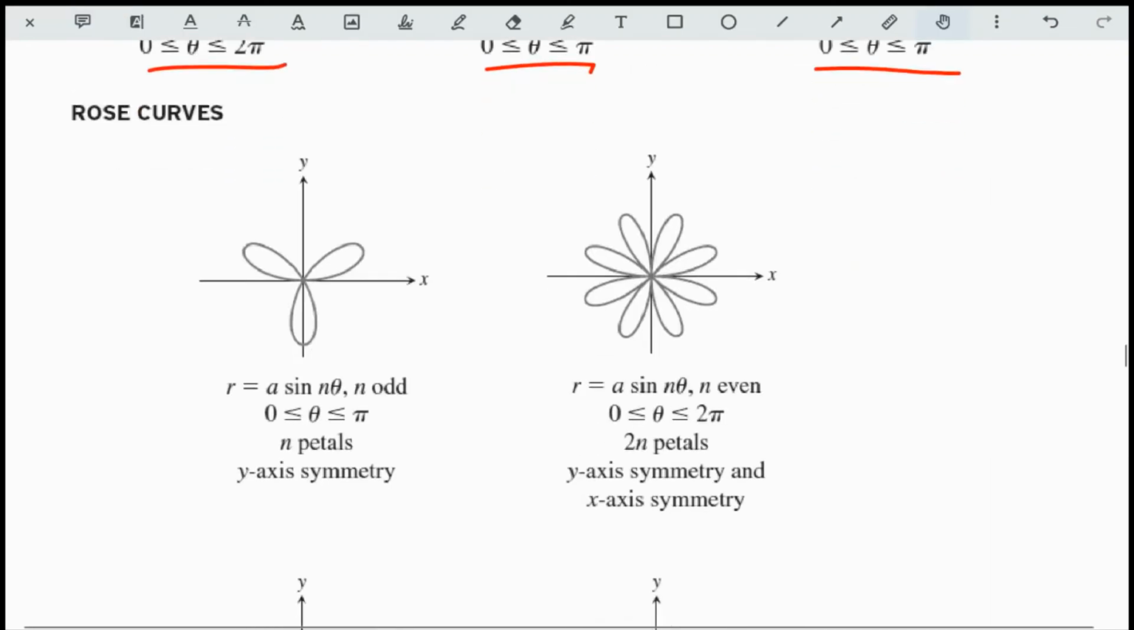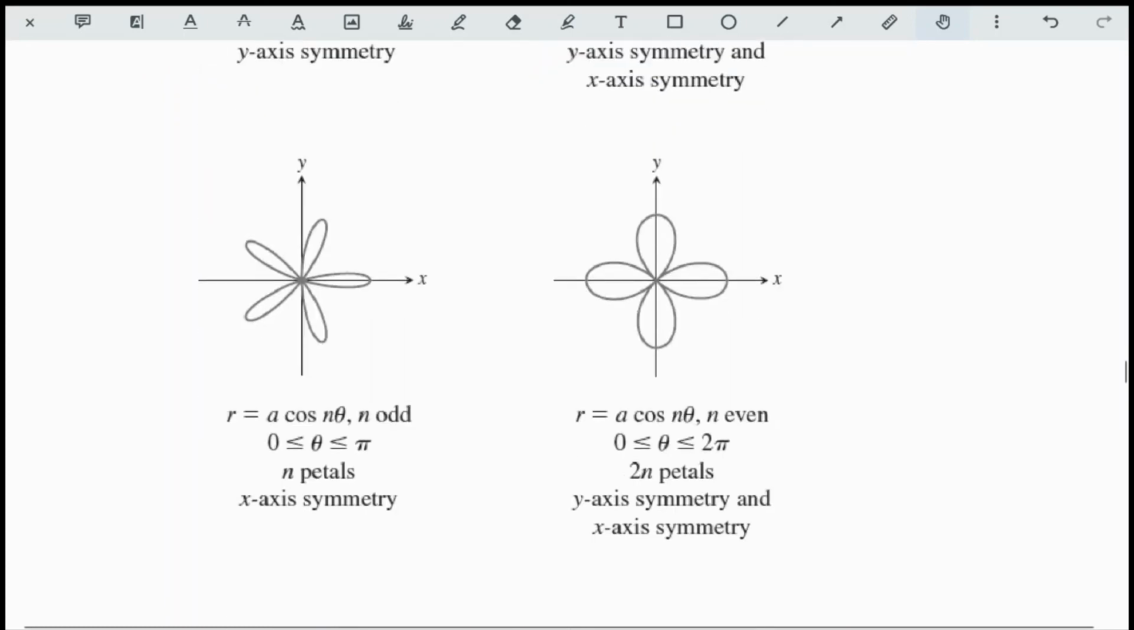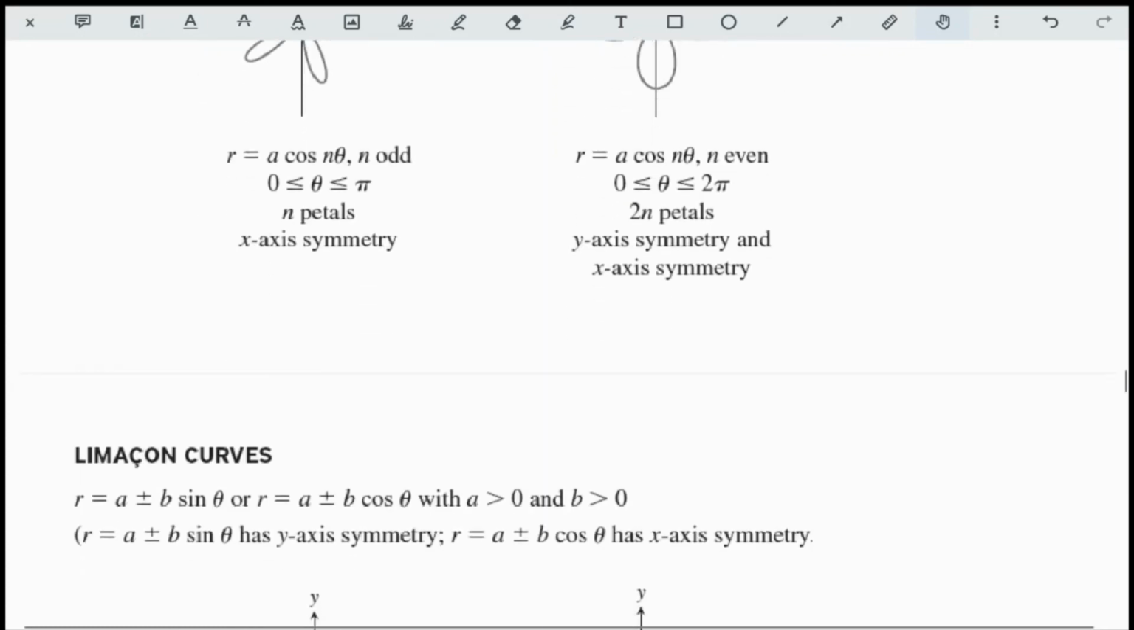So here with the rose curves, it's kind of the same thing. You can see when we have an odd n value in front of the theta, it takes pi radians. When we have an even n value, it takes 2 pi radians. So again, it's not so much that you have to memorize that. It's just that you have to know that it's not always pi radians. Same thing with the cosine rose curves. Sometimes we're going to have pi, sometimes 2 pi radians.